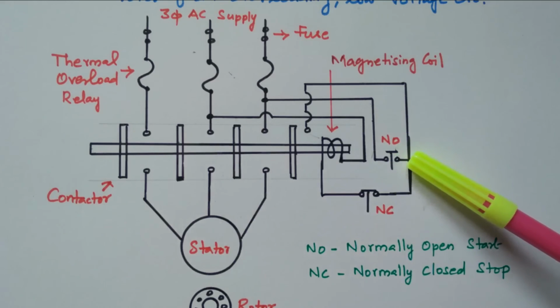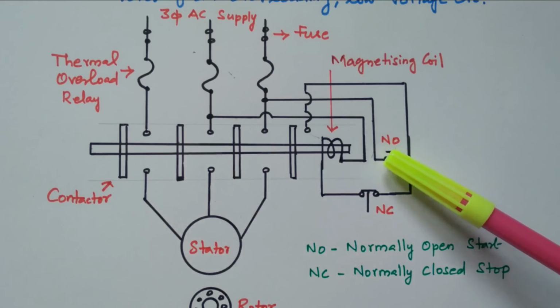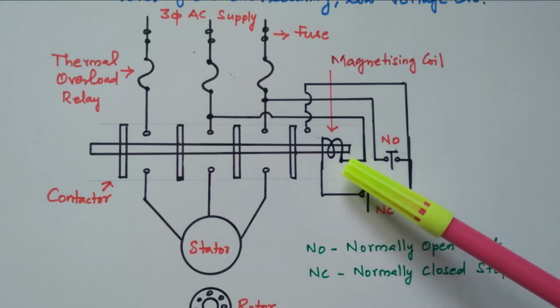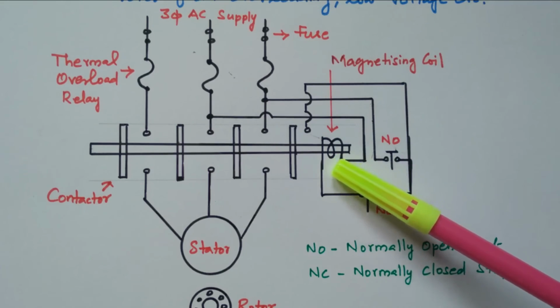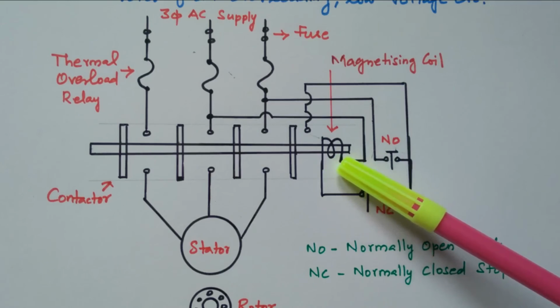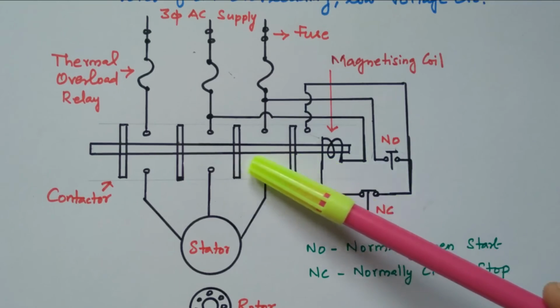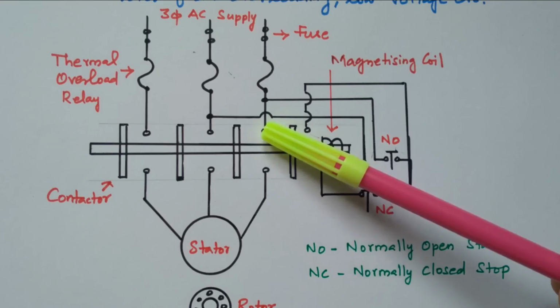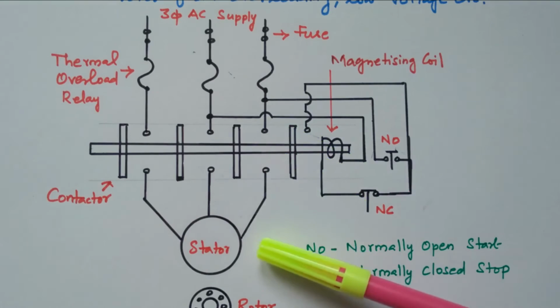This normally open contact is closed. So what will happen? The supply is given to the magnetizing coil. Due to the voltage applied to the magnetizing coil, it is energized. So it will attract this contactor. This contactor is attracted, so that the supply is directly given to the stator.